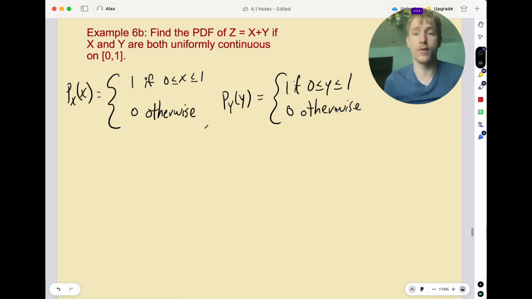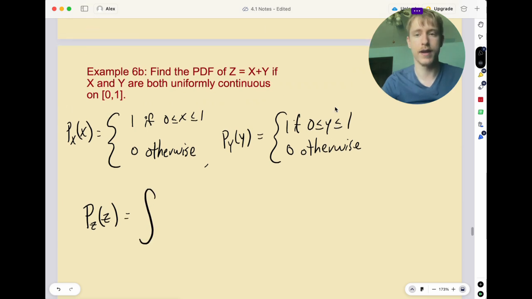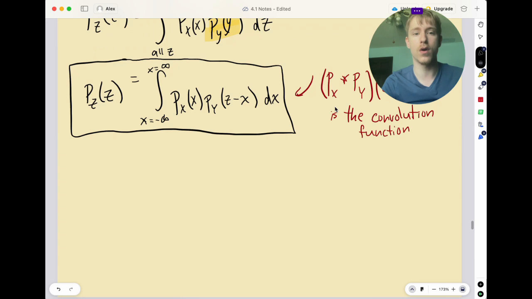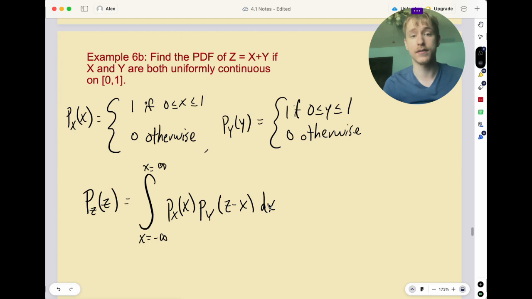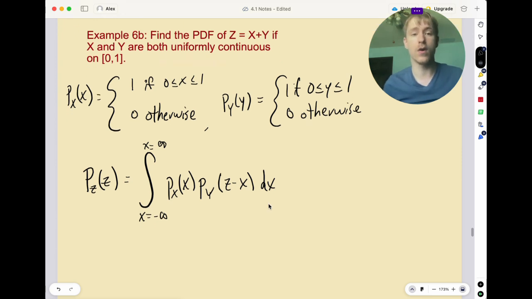Now, we already have a form for what z is going to be, so let's write that down. The density of z is going to be the integral. Let's remind ourselves what the formula is. It's the integral over all x, to x equals positive infinity, of the probability density function of x times the probability density function of y, but remember y was just z minus x, and this is with respect to x. Now, if we're integrating over all possible x values, we're going to use the fact that this is only non-zero when x is between 0 and 1.